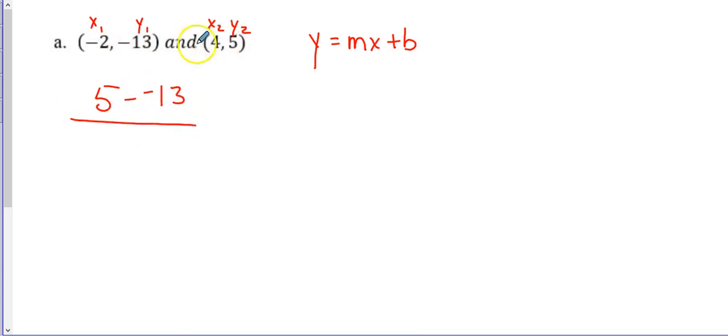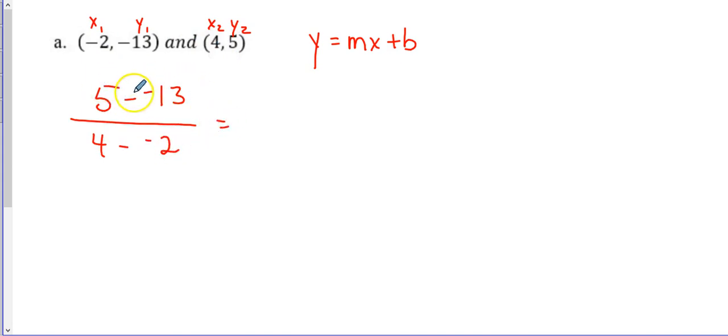Okay, so this one says write a linear function in slope-intercept form. So we need to end up with an equation that looks like this. So I need my slope and I need my y-intercept. Easiest thing to do here is find slope first. This is x sub 1. This is y sub 1. X sub 2, y sub 2. So 5 minus, understand, it's minus this number. So minus negative 13 over 4 minus negative 2.